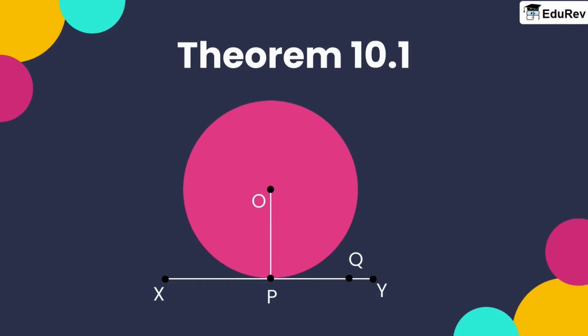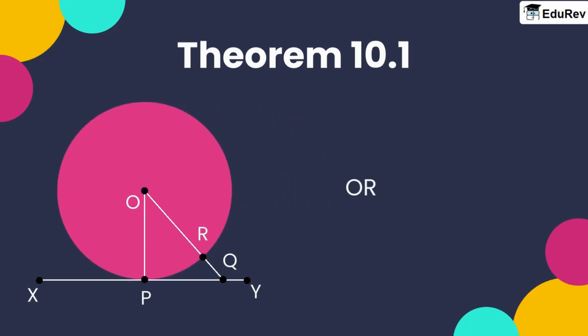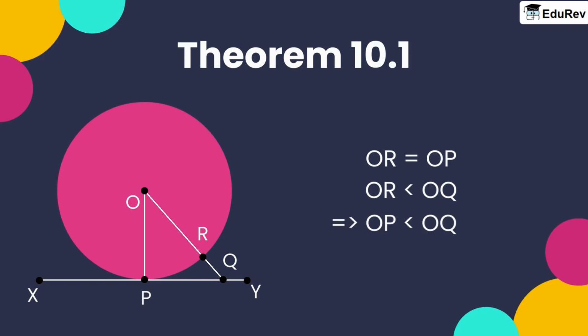Take a point Q on XY other than P and join OQ. The point Q must lie outside the circle. Why? Because if Q lies inside the circle, XY will become a secant and not a tangent to the circle. OQ has a point on the circle also. Let's name it R. OR is also the radius of the circle. This means OR is equal to OP and OR is less than OQ. This implies that OP is less than OQ.